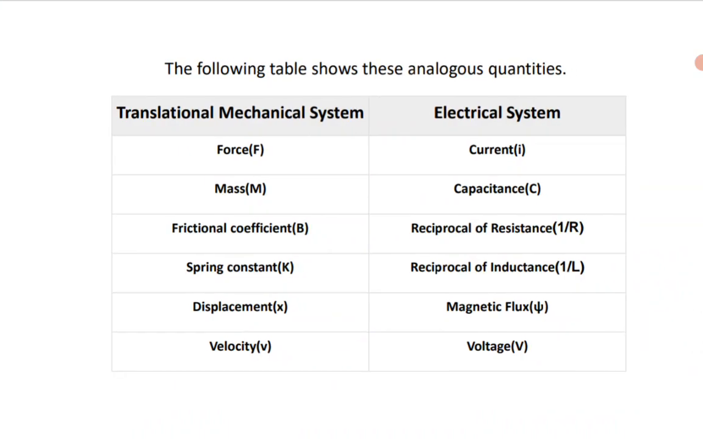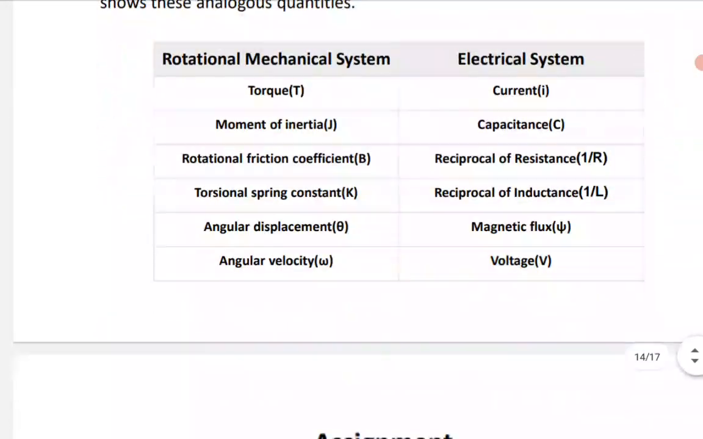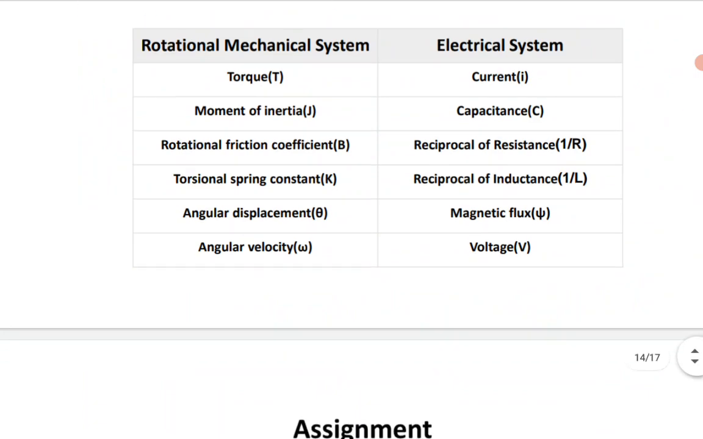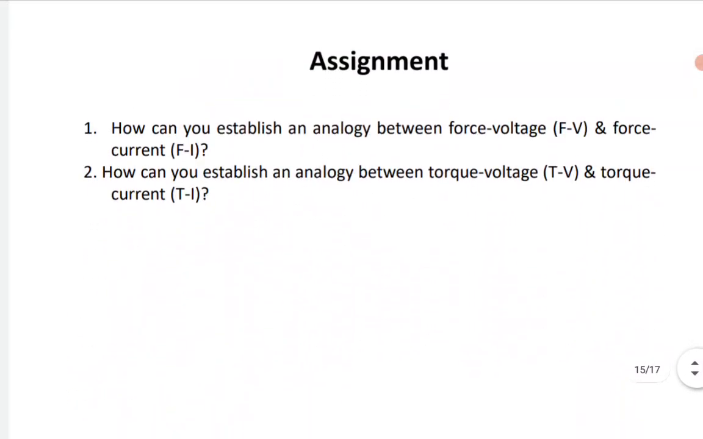Moment of inertia is represented as capacitance C. Rotational frictional coefficient B can be represented as the reciprocal of the resistance, 1 by R. Torsional spring constant K can be represented as the reciprocal of the inductance, 1 by L. Angular displacement theta is the magnetic flux, and angular velocity omega is the voltage V. These are the respective assignments.